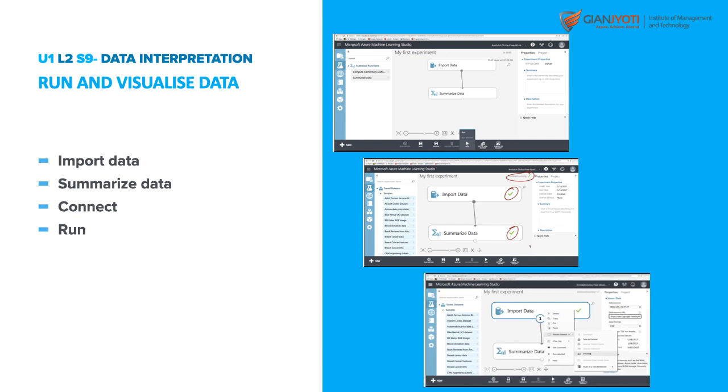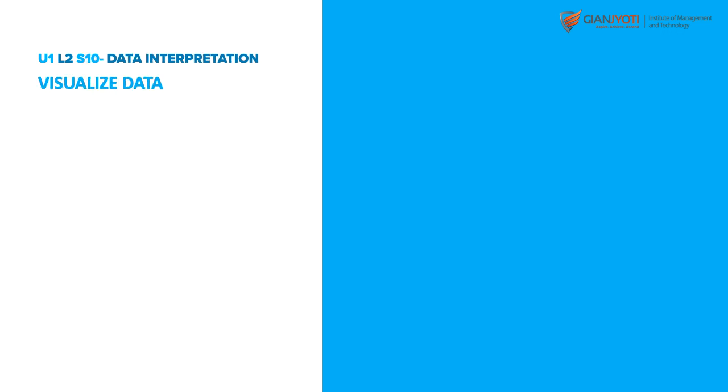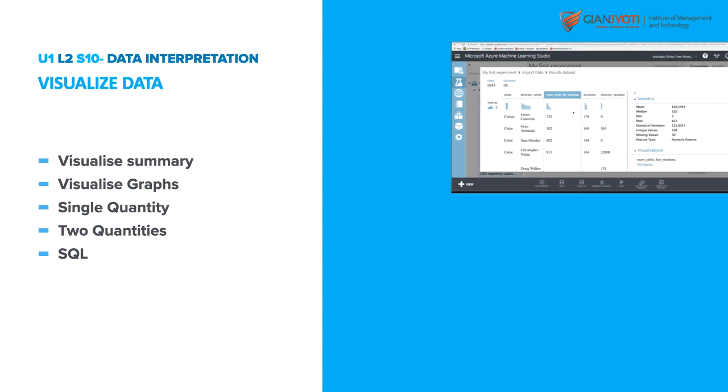So how will we look at this data? I can look at the data which has been imported. I can also look at the data which I have summarized. So what I do, I go to import data and I right click on import data. Once I right click, I get this drop down which says results dataset, and then I go to visualize under that. The moment I click on visualize, I get this screen after that.